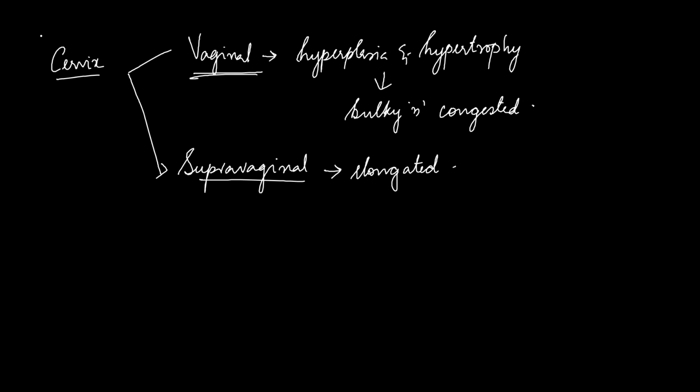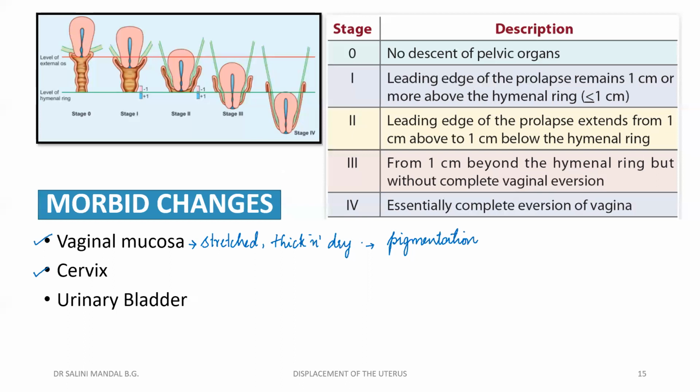So these are the changes that occur in the cervix. Vaginal part: hyperplasia and hypertrophy of the fibromusculoglandular components. Because of these, the vaginal part will become bulky and congested. In addition, if infection is there, then definitely there is going to be a purulent discharge, or at times a blood-stained discharge from the ulcerated part. Next one is the supravaginal part. In the supravaginal part, basically elongation will be taking place. That's what happens in the cervix.